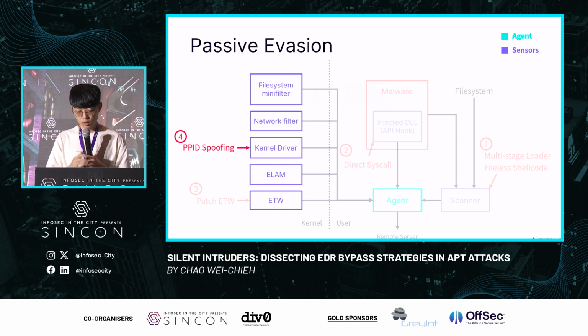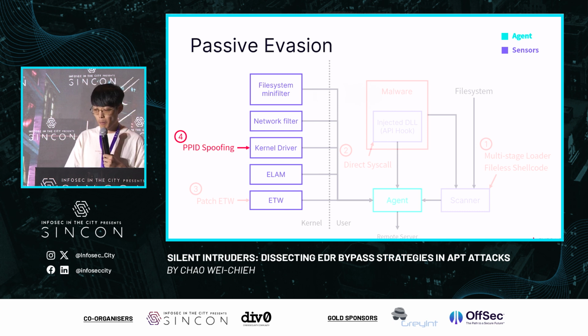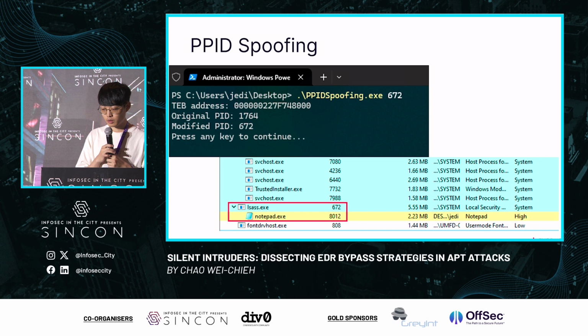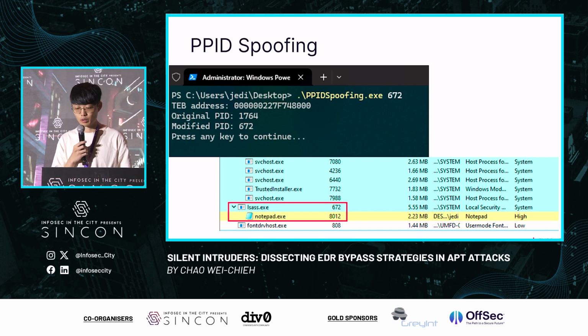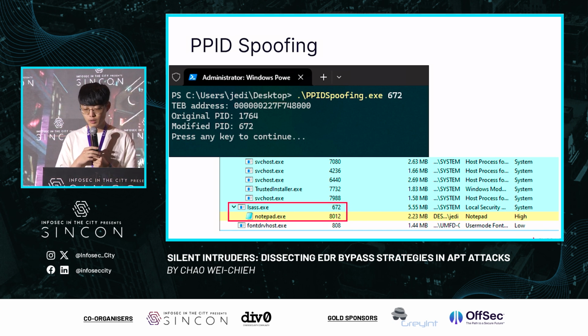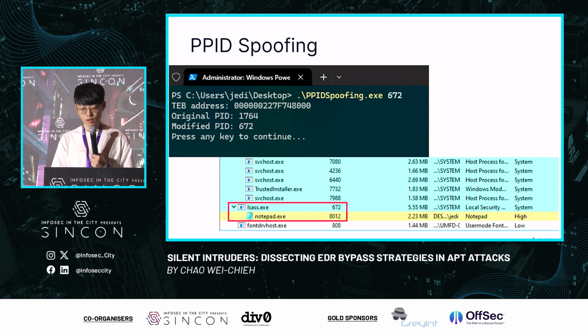So for the final evasion technique, the attacker tried to do PPID spoofing while spawning a new process. PPID spoofing is a technique trying to fake the parent of the process. For example, we can see in the screenshot here, the PPID spoofing process is a simple program that will spawn the notepad process. But you can see that instead of spawning under the PPID spoofing program, the notepad is actually spawned under LSASS.